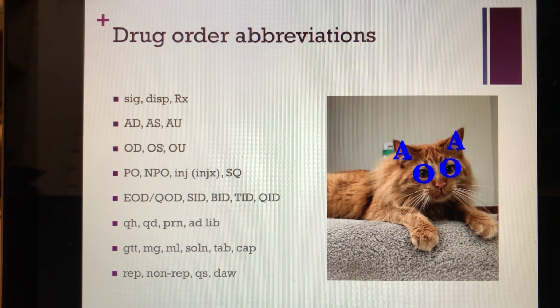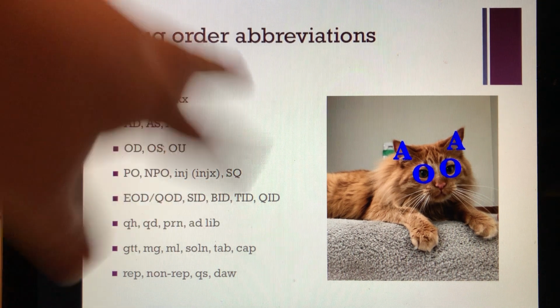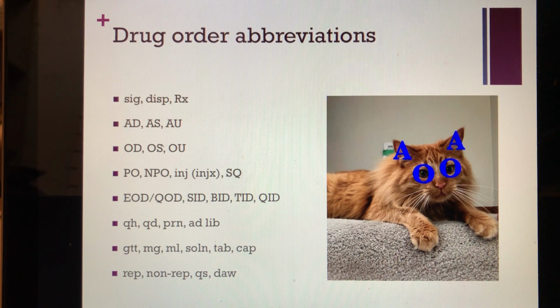I picked out for you here the ones that are used the most frequently and are the most common, and I grouped them because they all have similar meanings in each group. So for our very first one, we might see the word Sig, Disp, or RX written, and then typically a colon, and then some more abbreviations and numbers to follow. So Sig, Disp, and RX basically mean the same thing.